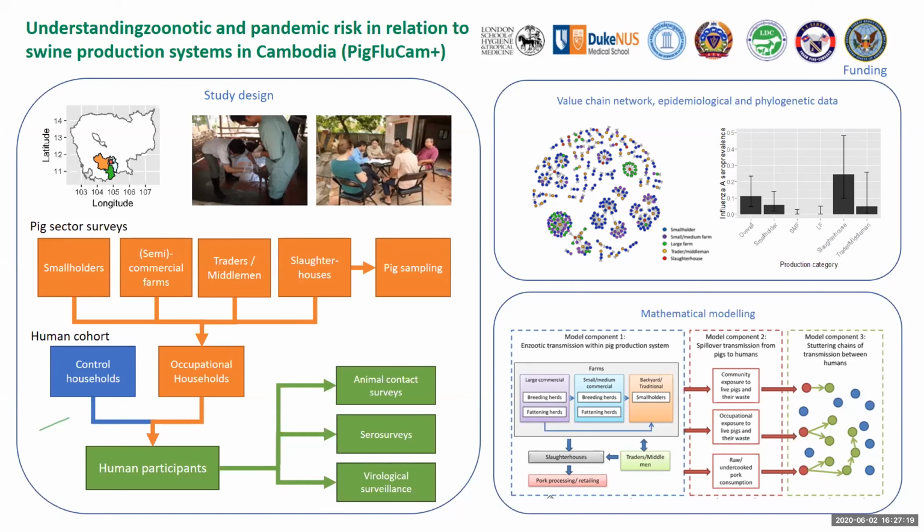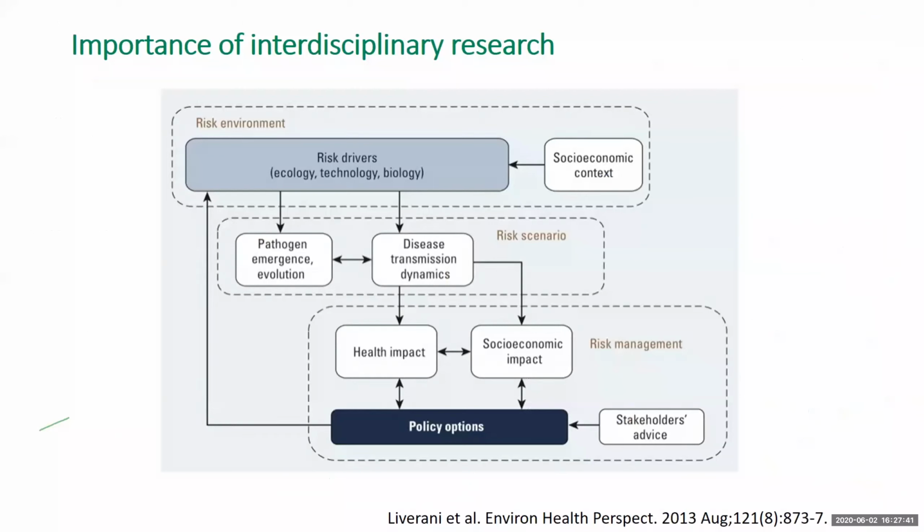And we're also recruiting a human cohort, which we will follow up over time, conducting serological and virological surveillance to get an idea of where there might be hotspots for zoonotic transmission of influenza. And these data will all go into informing mathematical modeling across each of the stages of pandemic emergence that I referred to earlier. And next slide, please.